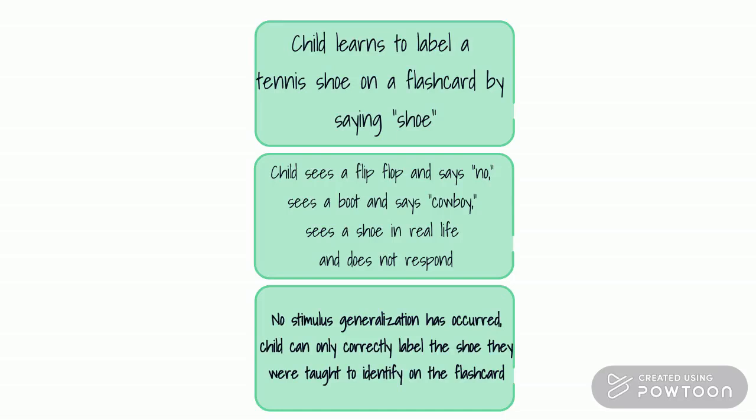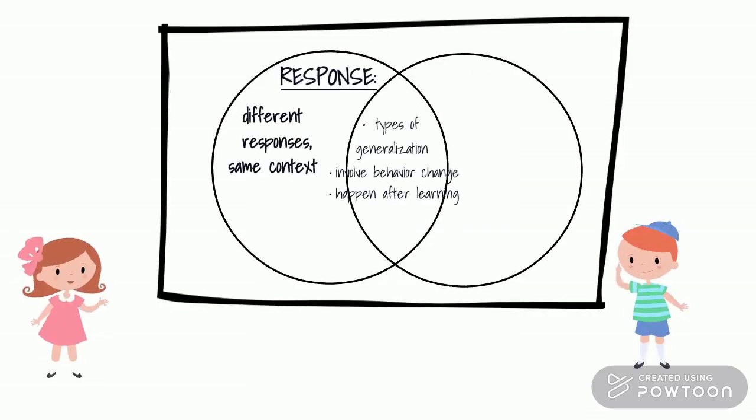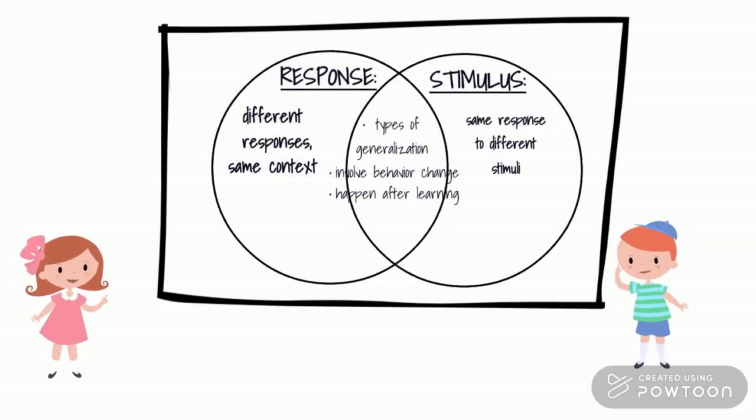This Venn diagram illustrates the differences and similarities between response and stimulus generalization. On the response side, you see different responses but the same context. On the stimulus side, you see same response to different stimuli. In the middle, which is their similarities, you see they're both types of generalization, they both involve behavior change, and they both happen after learning.